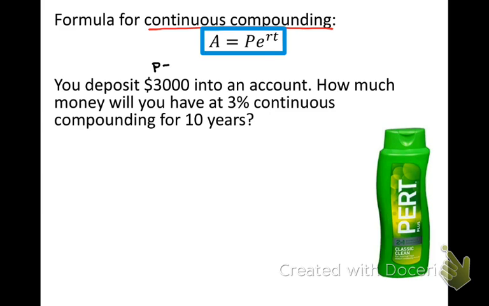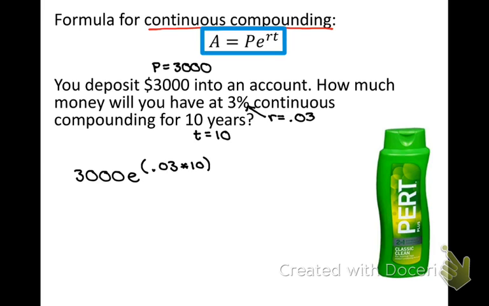So my initial amount P is $3,000. We have a rate of 3%, so my r is 0.03, and my t value is 10. We are going to find out that we have 3,000 times e to the 0.03 times 10, which gives us a total of $4,049, and we'll round to 2 decimal places since we're talking money, 58 cents.